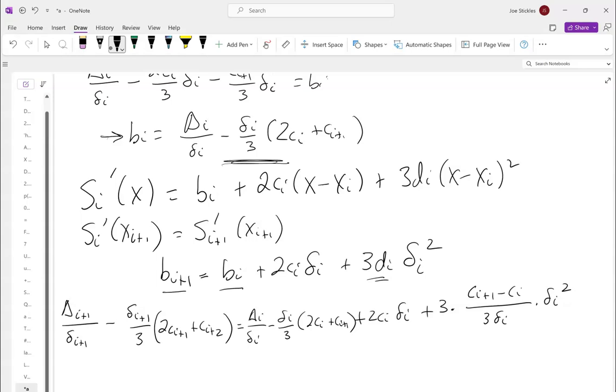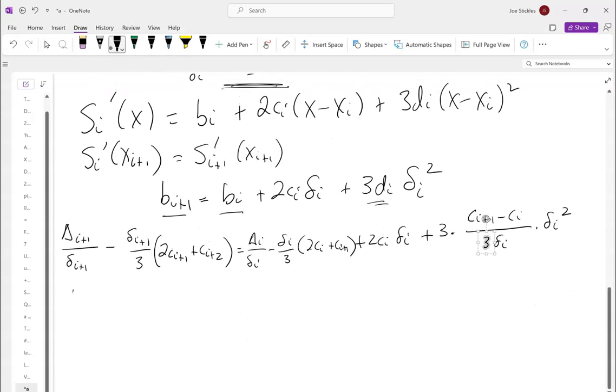So looking at this particular equation, here are my variables with the C's. These are the only constants we have, right? So we're going to move this constant over here, and then take this thing with the variables and move it over here. To do that, I'll just subtract the capital delta I over little delta I over to the left-hand side.